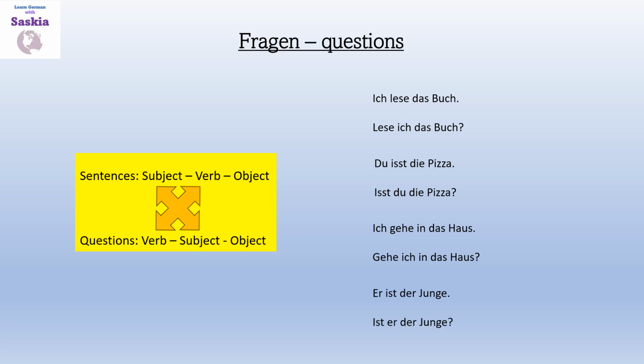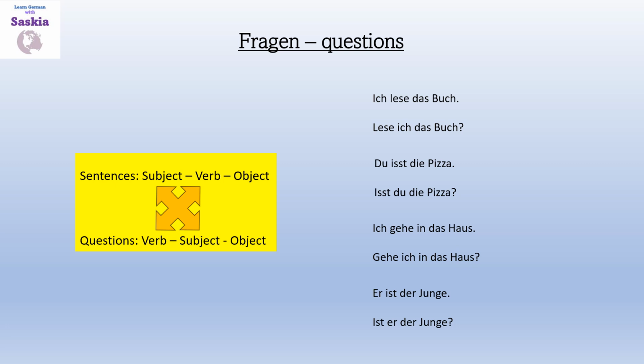Or the sentence er ist der Junge, which means he is the boy. Er ist der Junge. So how do we make a question? Yeah, we just switch around the verb and the subject. So er ist our subject and verb, and we just switch those two around and we get ist er der Junge, which means is he the boy? So this is how we make a question.